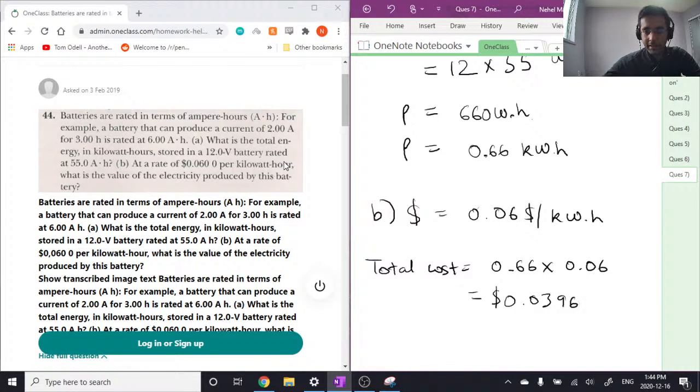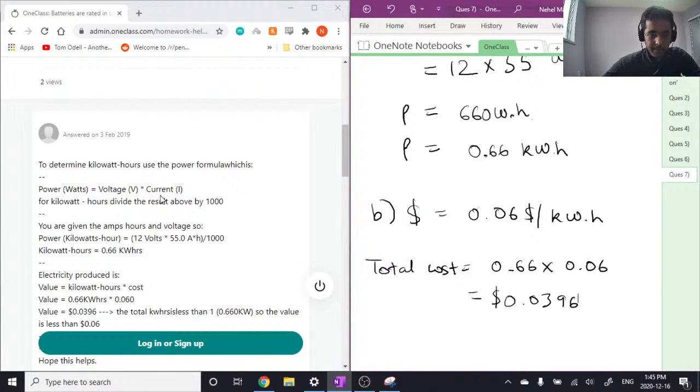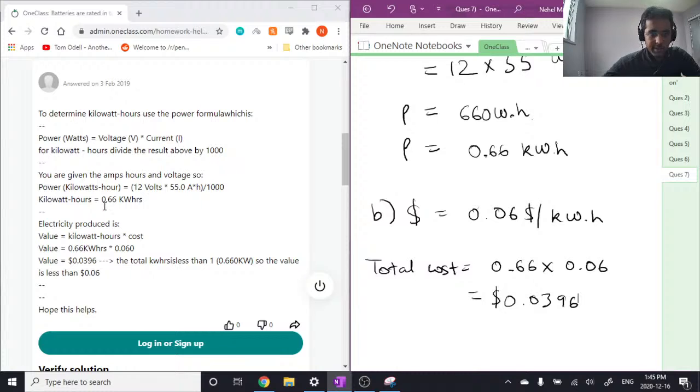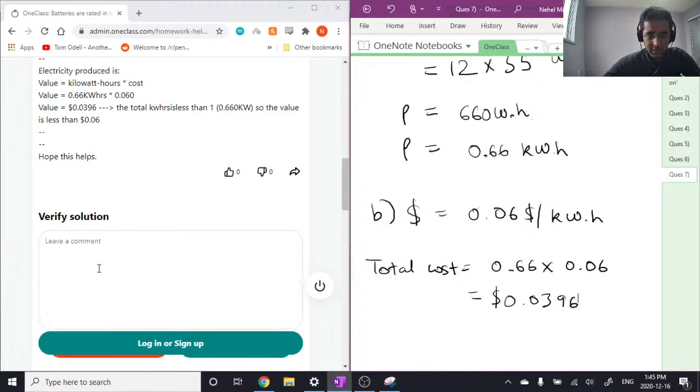You just need to remember the formula for the power, and then also you need to know how to convert from one unit to the other. You would look at the units and try to identify if you multiply them or divide them in order to get the final answer, which is in dollars. So in this case, you multiplied them. Okay, so looking at the solution, kilowatt hours is 0.66 and the value is 0.0396. So this answer is correct.